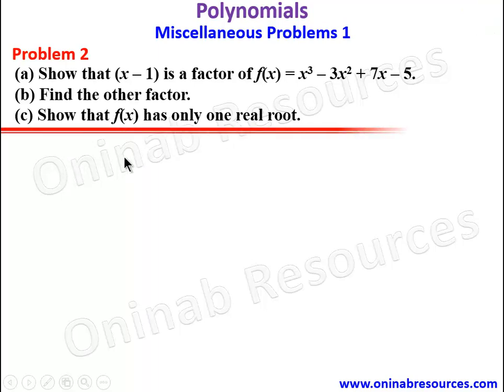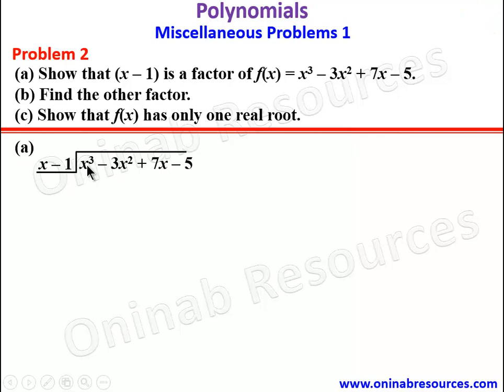So we start with A by long algebraic division. The polynomial will be inside and the divisor will be x minus 1. You still remember x cubed divided by x gives x squared. Then we use the x squared to multiply the divisor. So x squared times x gives x cubed. x squared times negative 1 gives negative x squared.